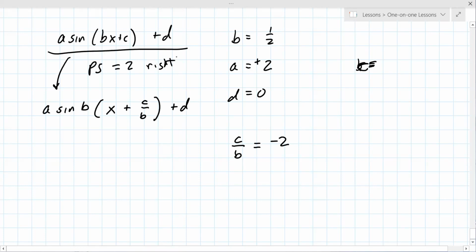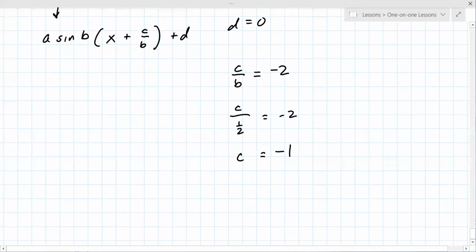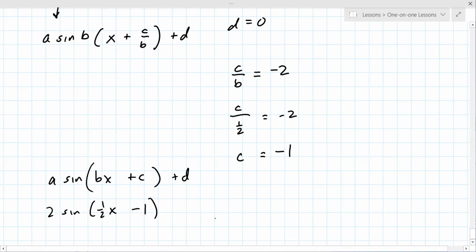Maybe you haven't seen this before, but we do know that b is a half, so c over 1/2 equals -2. Then your c is equal to, multiplying both sides by 1/2, -1. So now we can go back to a sine(bx plus c) plus d, and we get 2 sine(1/2 x minus 1), and that's our other one.